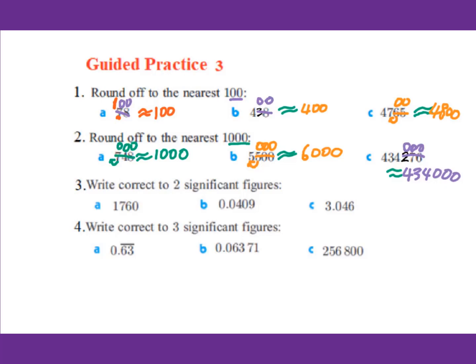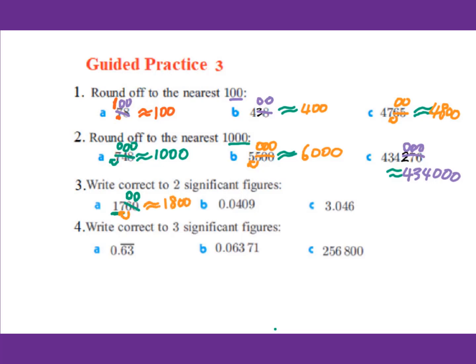For number 3, write correct to 2 significant figures. For this kind of question, you have to work from the front. Count from the front 2 significant figures. Then cross out the rest of the numbers. For example, like A, we need only 2 significant figures. So these 2, we stay. Cross out 6 and 0. Then change into 2 zeros here. Then check this 6. Since it's more than 5, we need to round up.